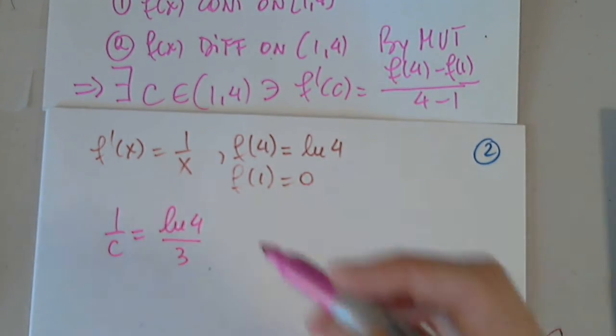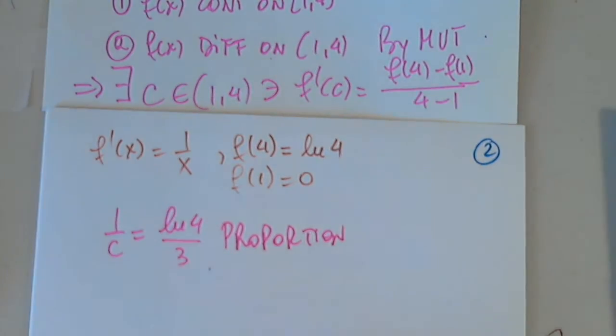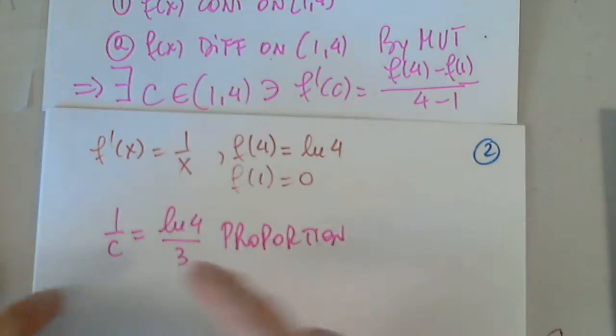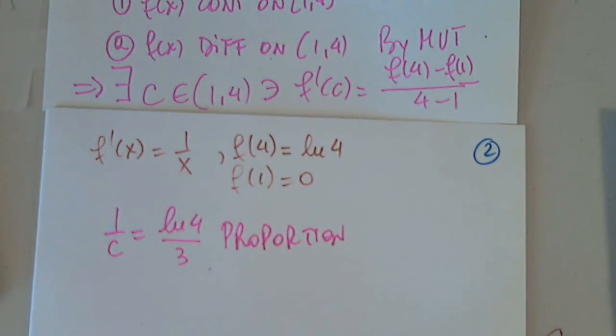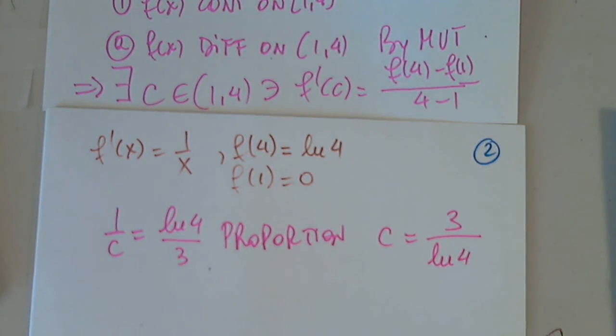And this is a proportion I'm sure you remember. If not, I'll tell you now. In a proportion, I can flip both sides. Why will I do that? Because it's 1 over c. So that's the easiest thing to do. So c equals 3 divided by natural log 4.